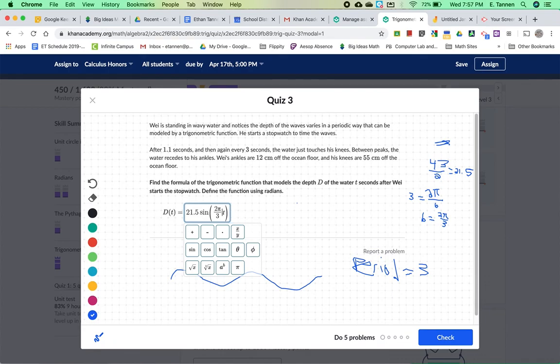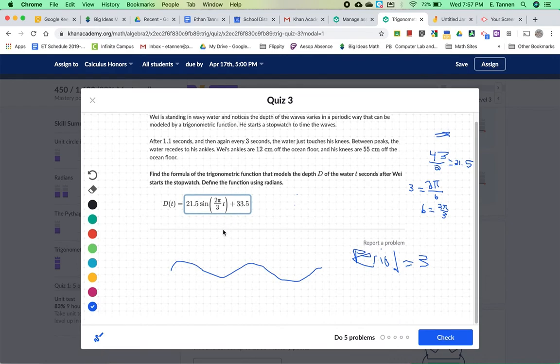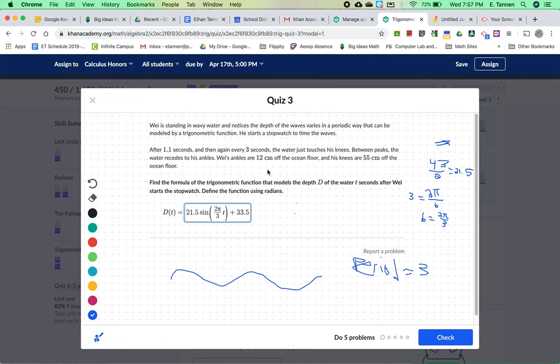Let's see if this will work first. And then it's going to be plus that mid value, which is 21.5 plus 12, which is 33.5. So I think we've got most of that. We've got the A, B, and D correct. The only thing I'm not sure about is this 1.1 seconds when it reaches its maximum.